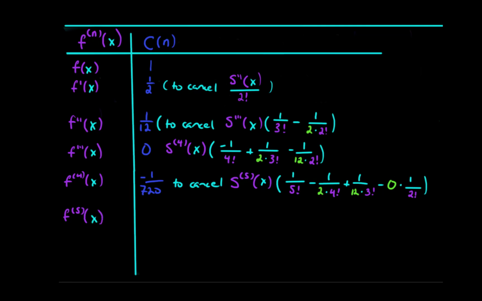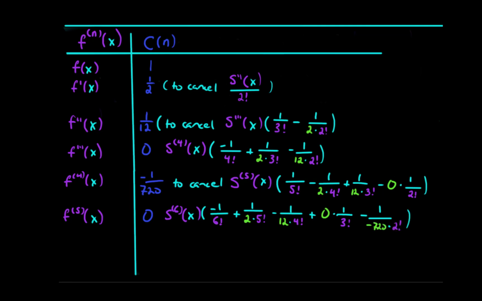And the reason for that is that the factors multiplying s6 of x, namely negative 1 over 6 factorial plus 1 over 2 times 5 factorial minus 1 over 12 times 4 factorial plus 0 times 1 over 3 factorial minus 1 over negative 720 times 2 factorial, close parenthesis, that those terms cancel each other out and equal 0.